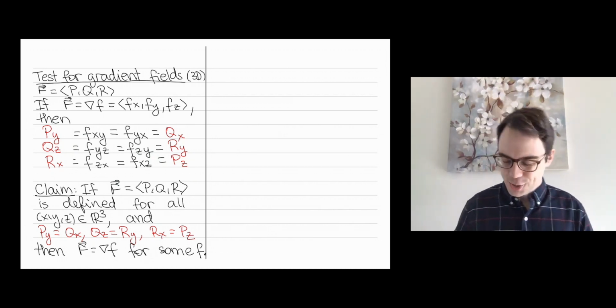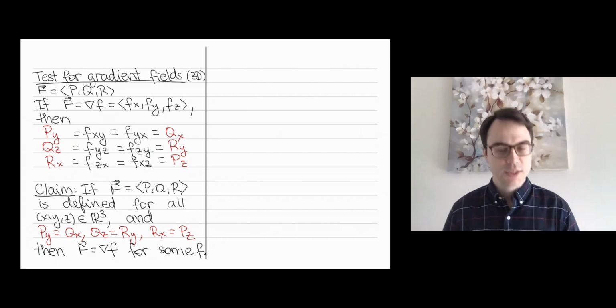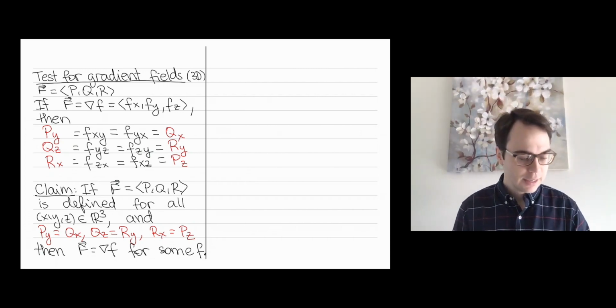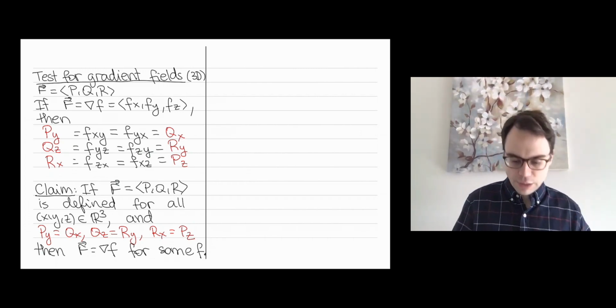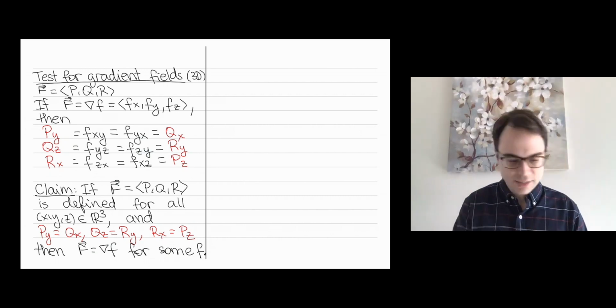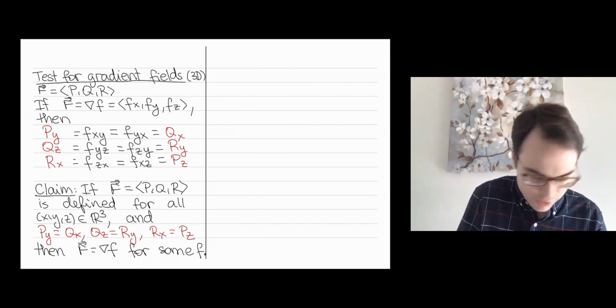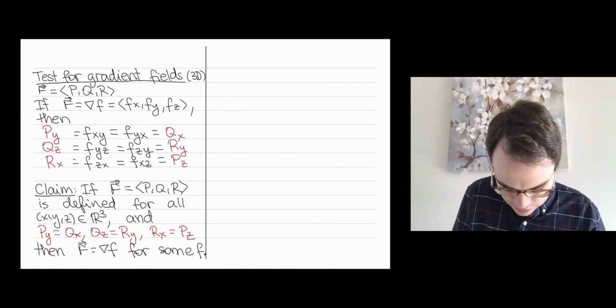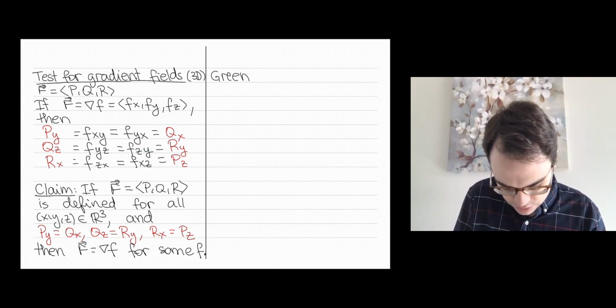Okay. So this is what I wanted to say about gradient fields. I'd like to move on and now tell you about Green's theorem. This is an amazing theorem. It looks very mysterious at first. So let's get to it. Now on to Green's theorem.